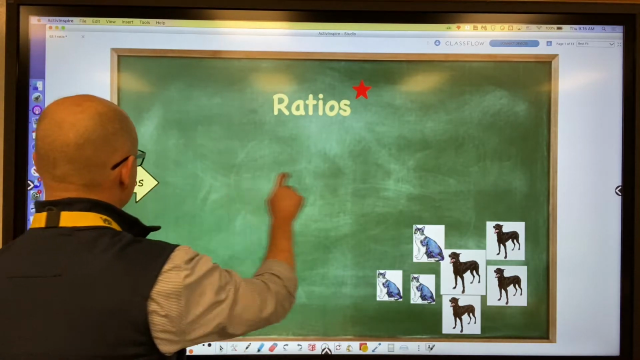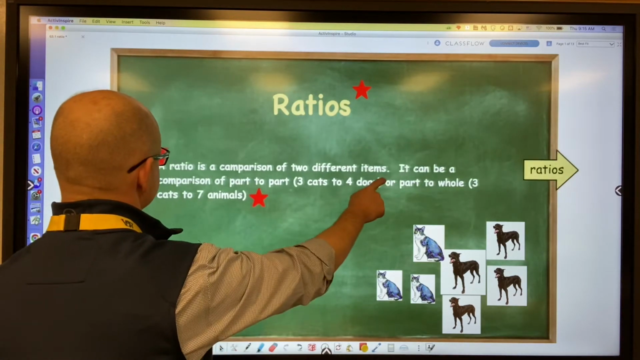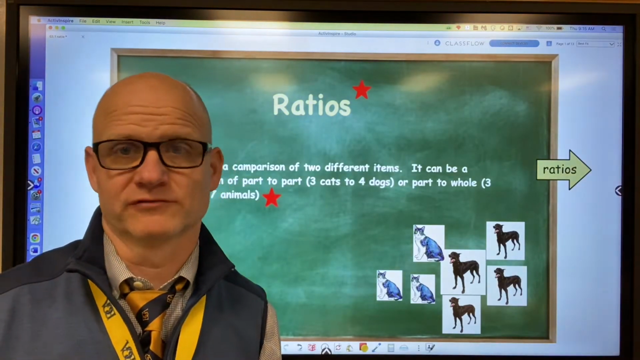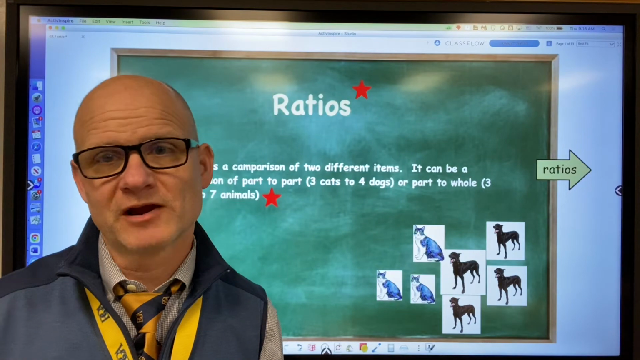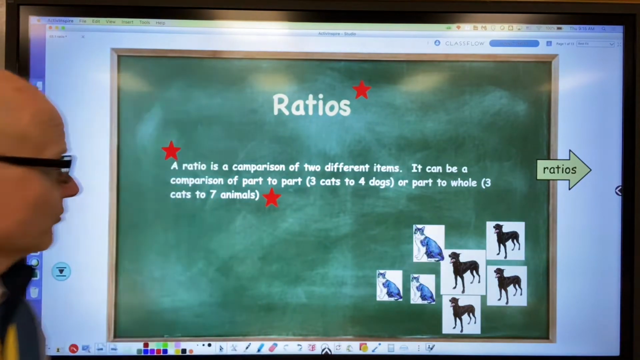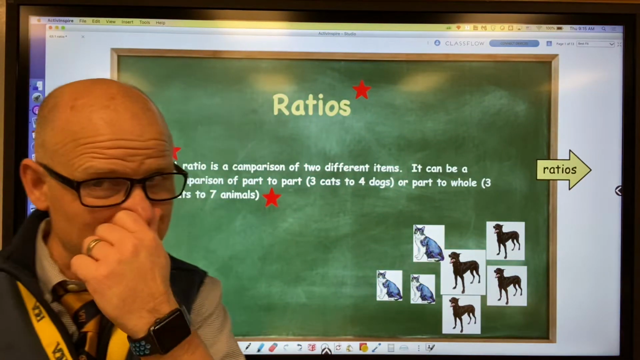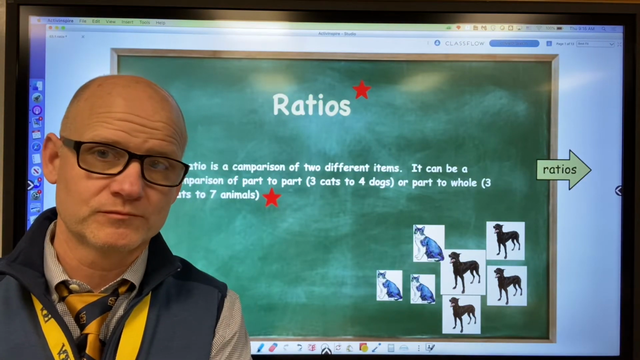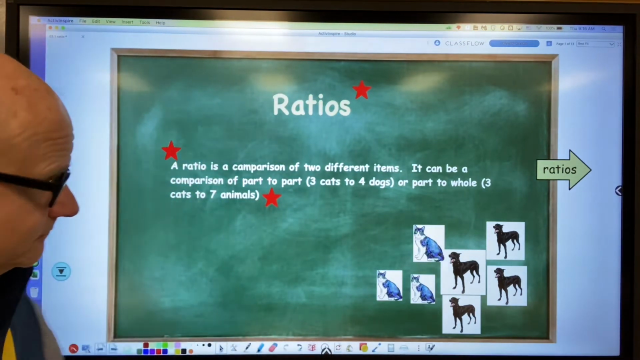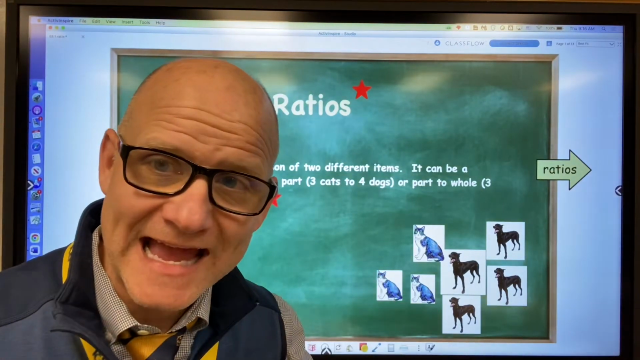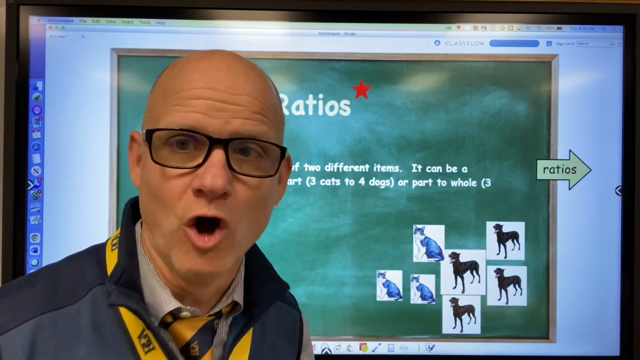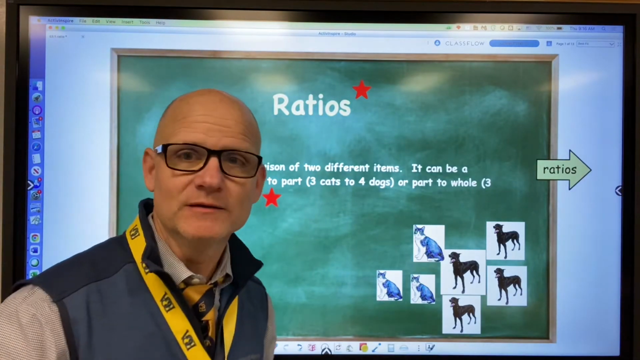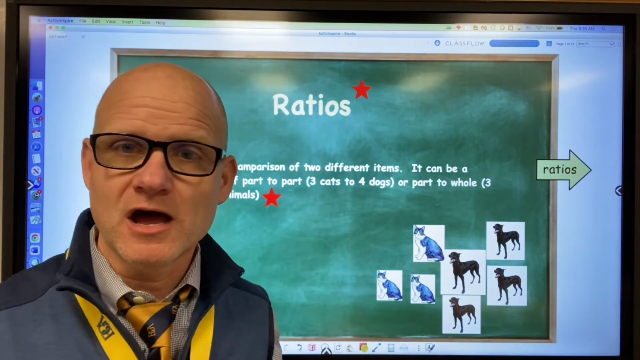A ratio is a comparison of two or more different items. So you're comparing one to the other. The comparison can be from part to part, or it can be part to whole. For example, down here, I've got some kitty cats, and I have some dogs. You can compare the number of animals here.